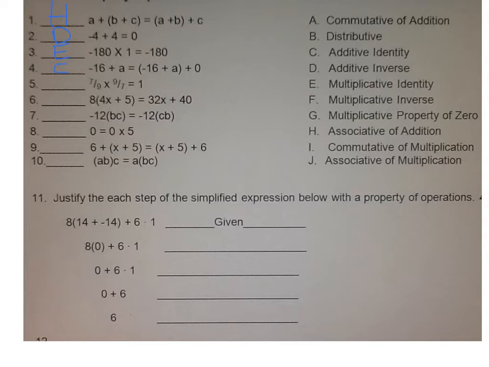Number 4 should be C. C is the additive identity. You start with negative 16 plus A, and you get an answer of negative 16 plus A. Anytime you add 0, you maintain your identity. Number 5 should be F.